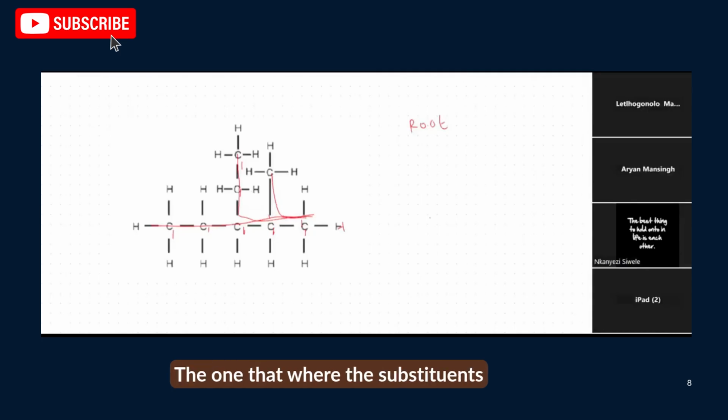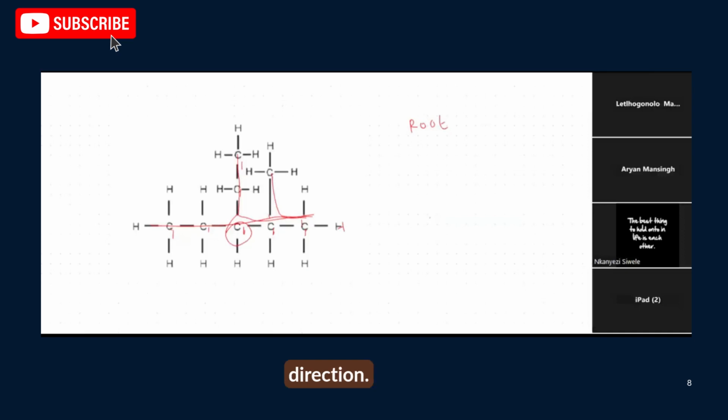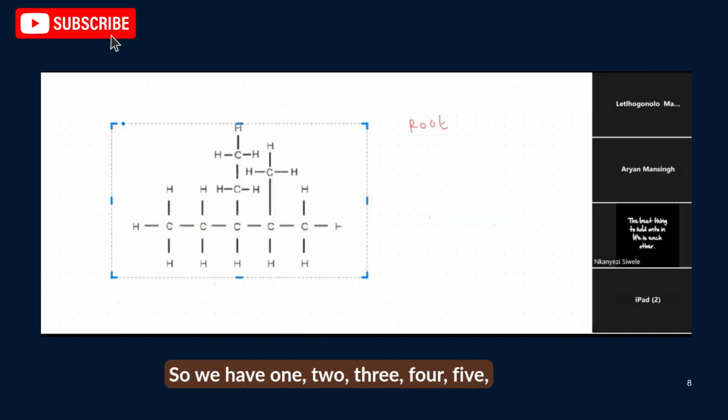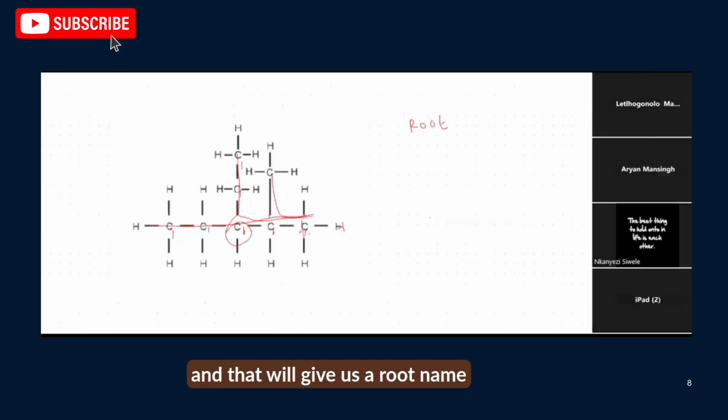The one where the substituents are much closer to each other would make more sense, but it looks like they are both the same. So it really doesn't matter whether we go this way or that way. We still have just 2 carbons going, 2 carbons going. So let's just preferably go in that direction. So we have 1, 2, 3, 4, 5, and that will give us a root name of pent.